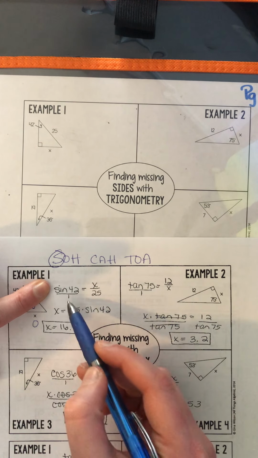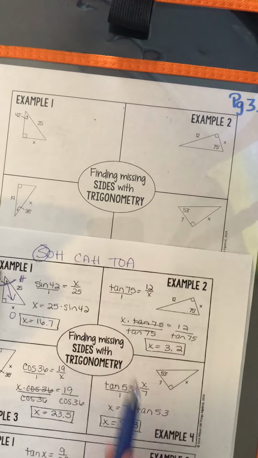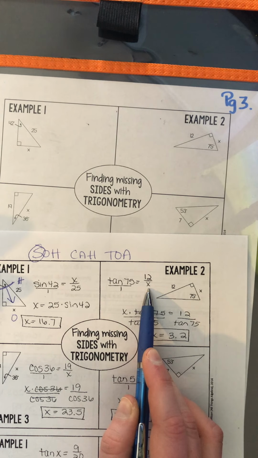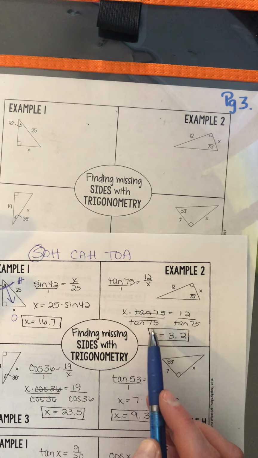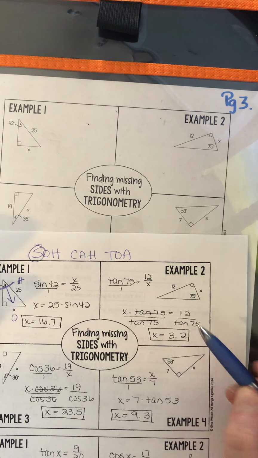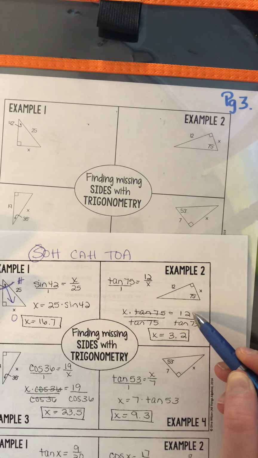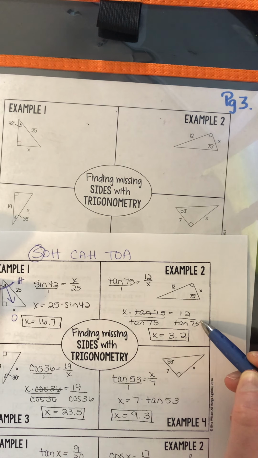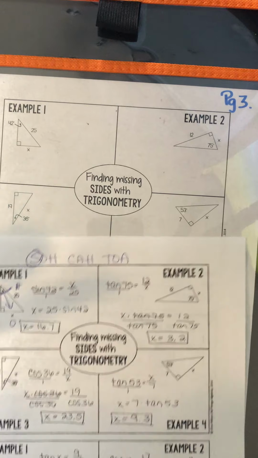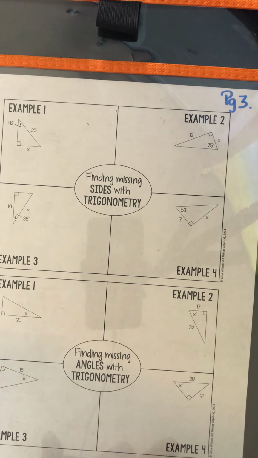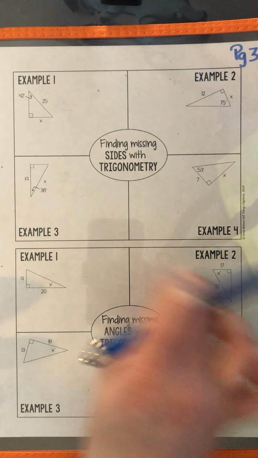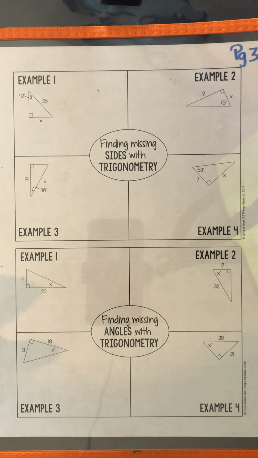Put it over 1, cross multiply. If x happens to be on the bottom, like for the second example, we can prove it by cross multiplying and solving for x, which ends up being the constant divided by the trig function. That is the key about finding sides. Now let's talk about finding angles. On that same page, we're going to look at the bottom 4. I'm going to show you how to find missing angles.